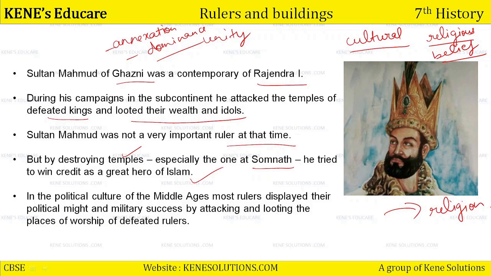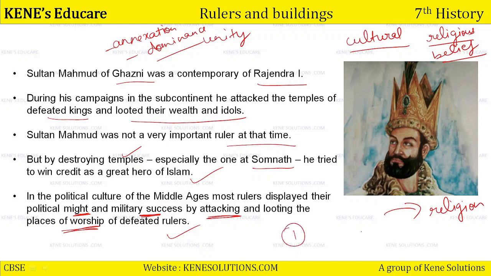Okay, in the political culture of the Middle Ages, most rulers displayed their political might. बहुत सारे rulers ने यही किया कि अपने आप को politically strong दिखाने के लिए and to show that they are militarily very successful, they showed it by attacking and looting the places of worship of defeated rulers. And this was a very normal and common practice in that period of history when kings used to annex and conquer a piece of land, and then they used to put up a political might. They used to show how successful they were by attacking the places of worship of the defeated ruler.